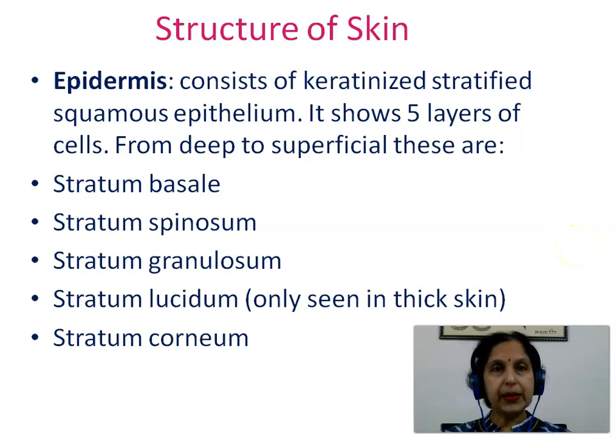The epidermis, as I said, consists of keratinized stratified squamous epithelium. It shows 5 layers of cells. From deep to superficial, these are Stratum basale, Stratum spinosum, Stratum granulosum, Stratum lucidum, which is seen only in thick skin, and Stratum corneum, which is the superficial most layer of skin.